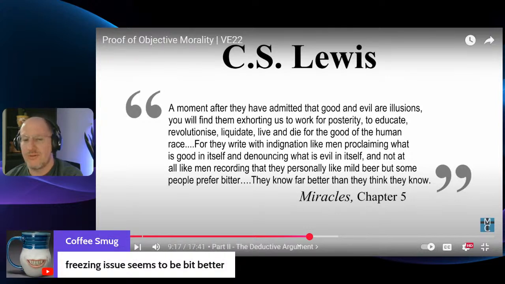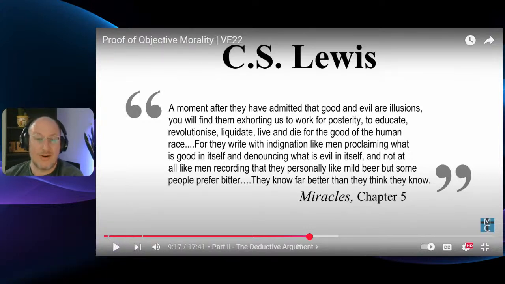Yeah, Coffee's noticed the freezing issue seems to be a bit better. It is a bit better. I still don't know what it is, and I'm still pretty annoyed at StreamYard, which is what I use.